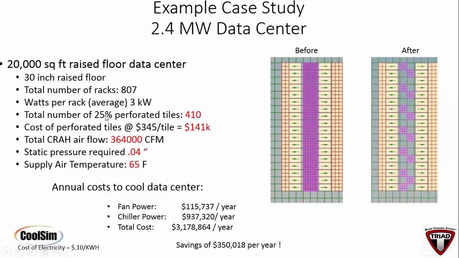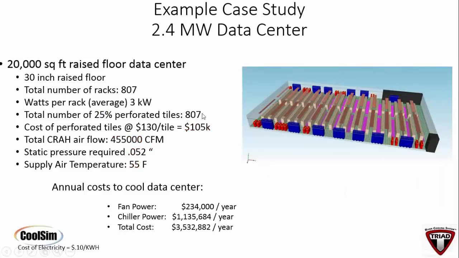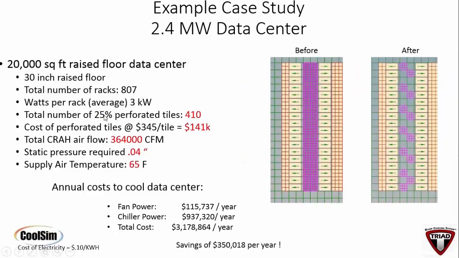Now, I should make a correction here. This shouldn't say 25%. In the earlier slide, it's 807 25%ers. This one, it's 410 of the Triad tiles, not 25%ers. So just a typo there that I noticed that I made.